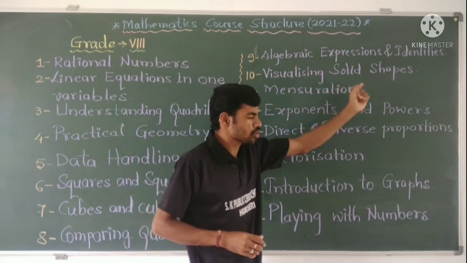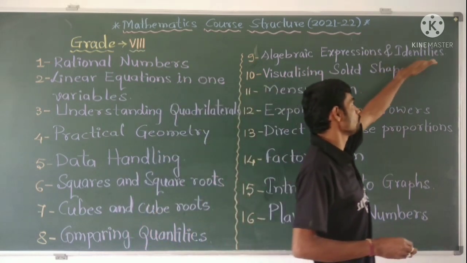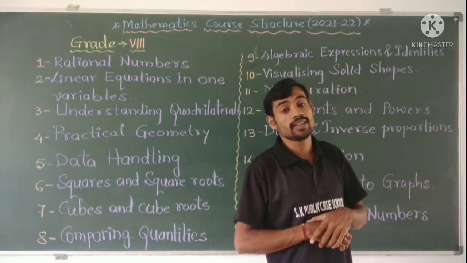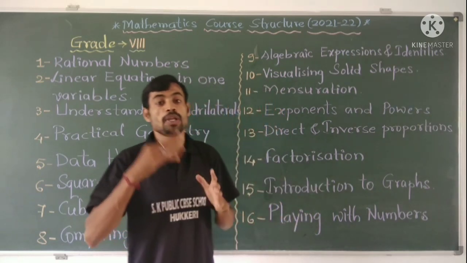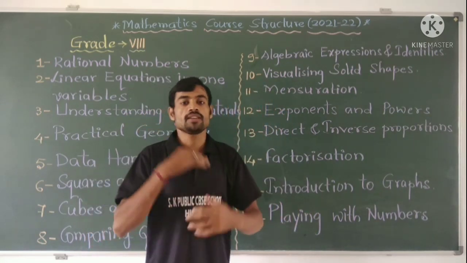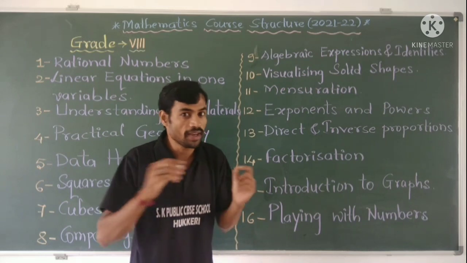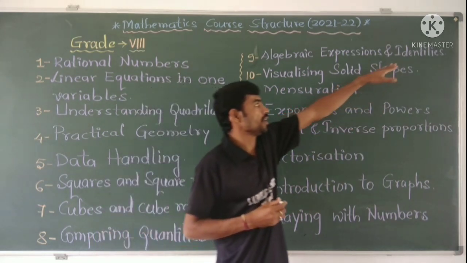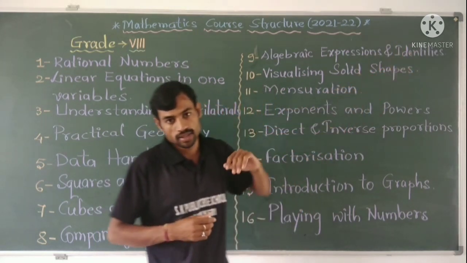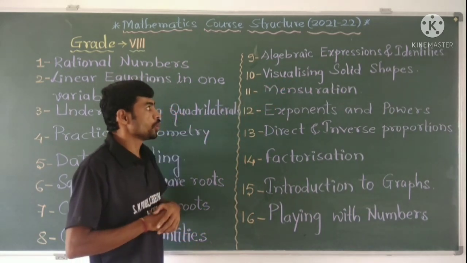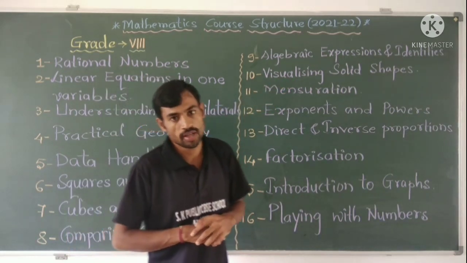And the most important, that is algebraic identities: (a plus b) whole square, (a minus b) whole square. These identities are there, no? Those identities we have to study in this chapter.